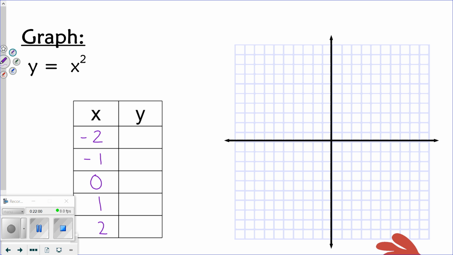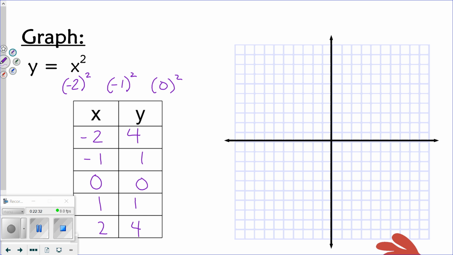So let's go ahead and do this. Let's see what we get. So all you're doing is plugging it in. So what's negative 2 squared? It's 4. What's negative 1 squared? What's 0 squared? 1 squared. 2 squared. Look at that. We have points we can now plot, right? All right, so negative 2, 4. Do you remember how to plot a point? The first number goes left and right on the x-axis. The second number goes up and down. Just making sure we're good.